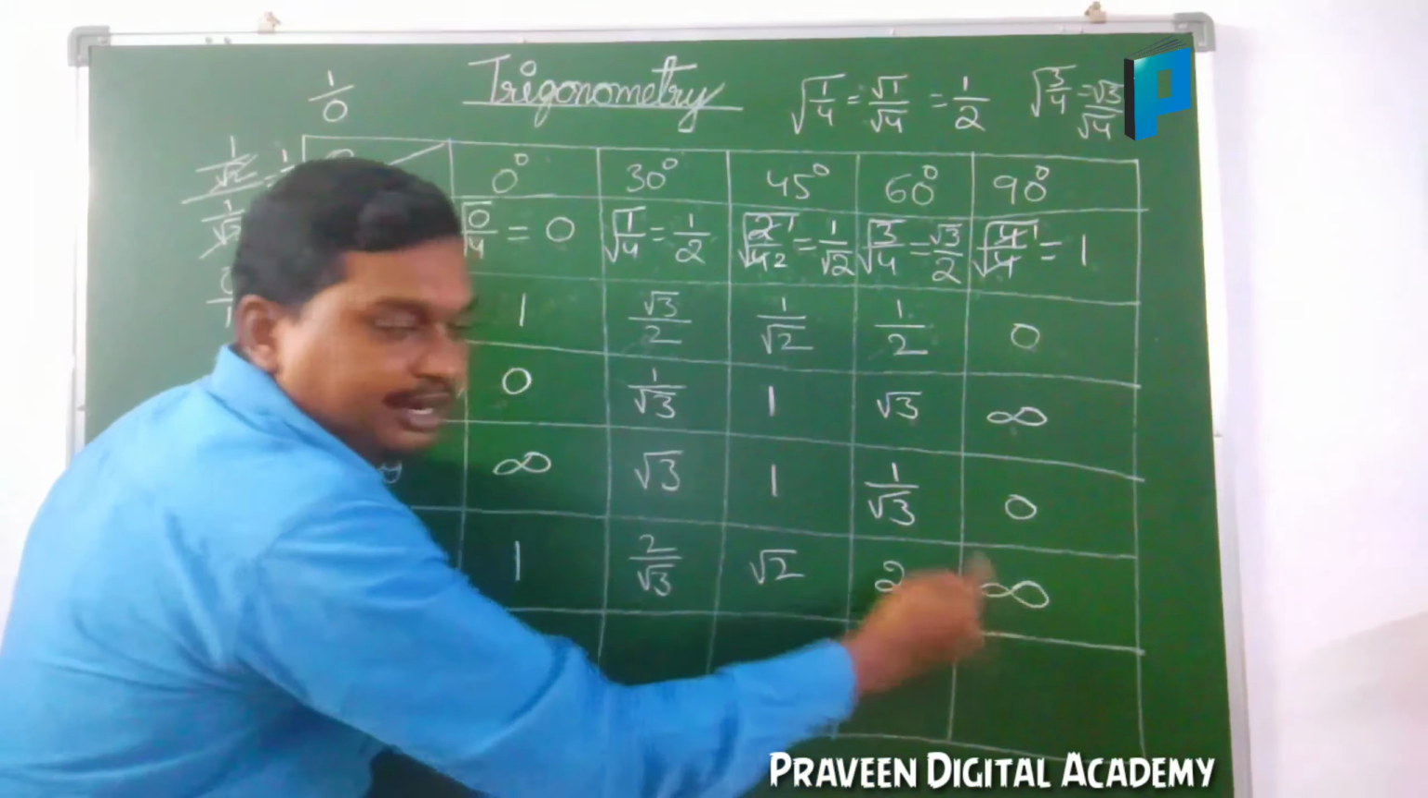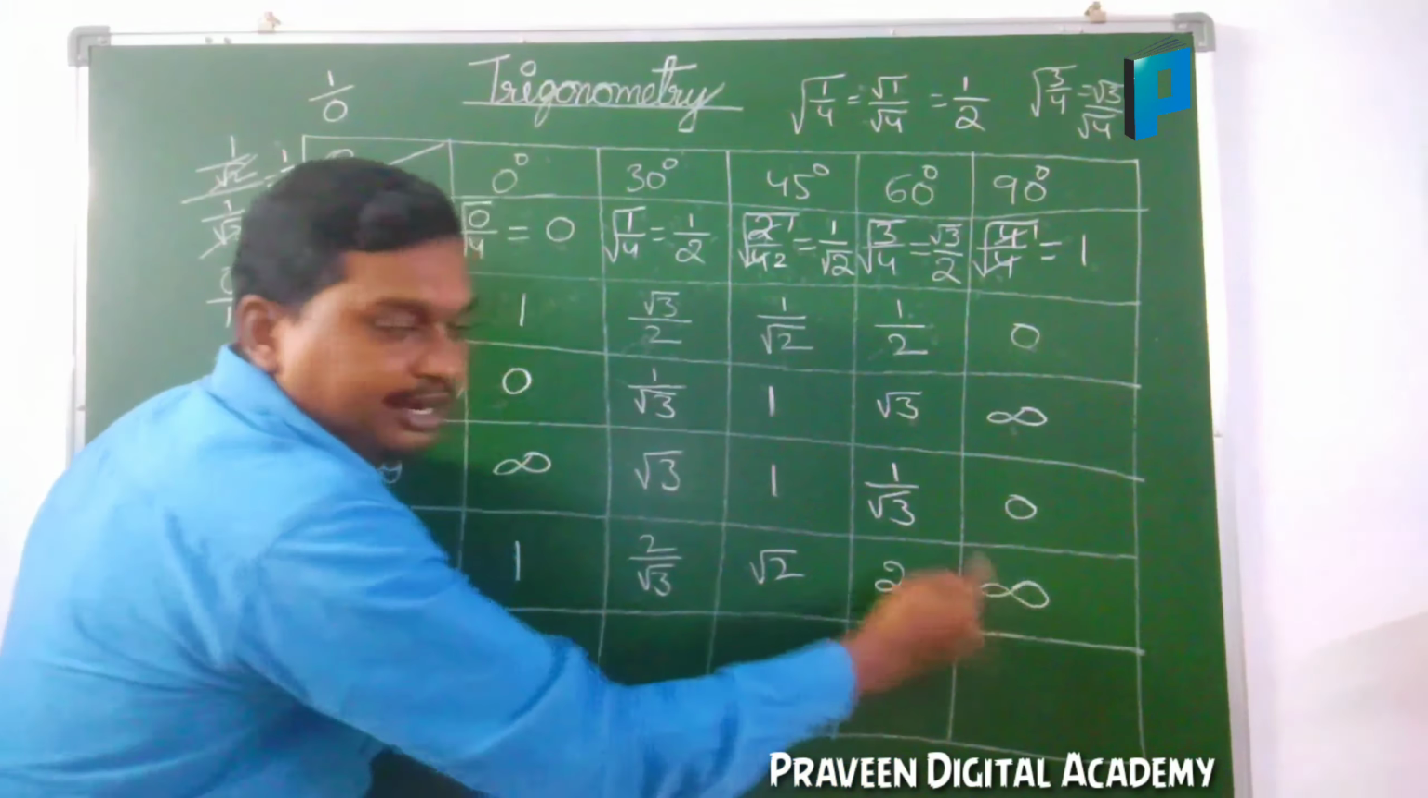Here, the reciprocal of sin is sec. The reciprocal of 1 is 1. The reciprocal of root 3 by 2 is 2 by root 3. The reciprocal of 1 by root 2 is root 2. The reciprocal of 1 by 2 is 2. The reciprocal of 0 is undefined, 1 by 0 is undefined. Now you reverse these numbers, we will get cosec. Here: infinite, 2, root 2, 2 by root 3, 1.